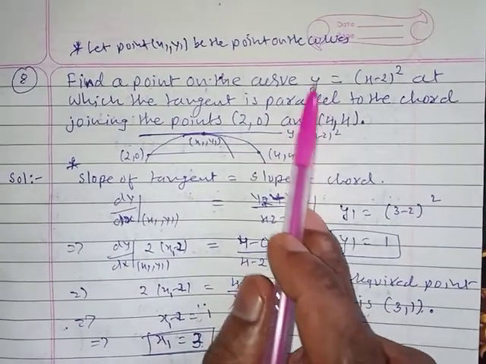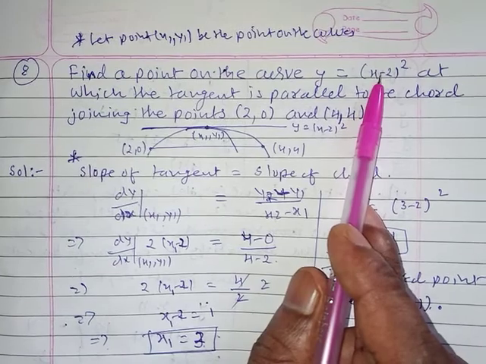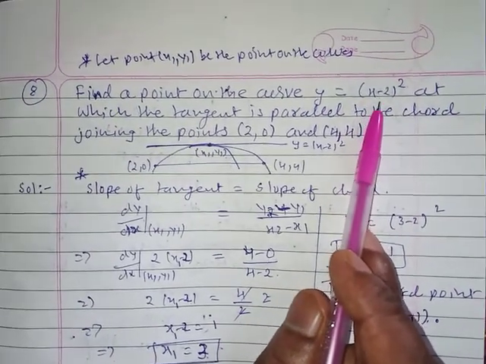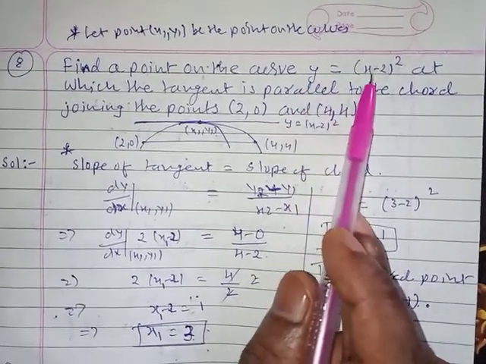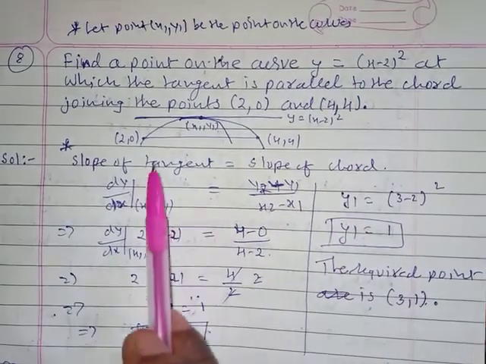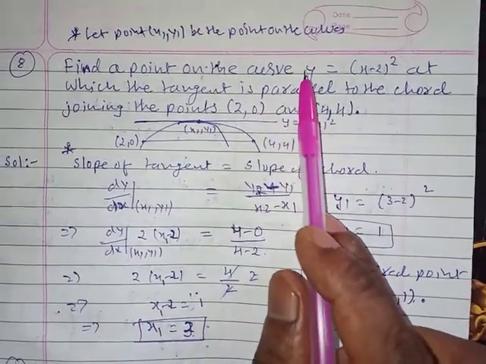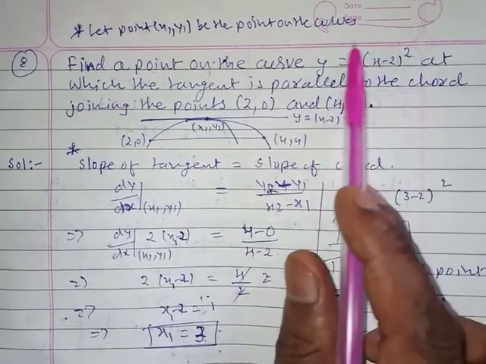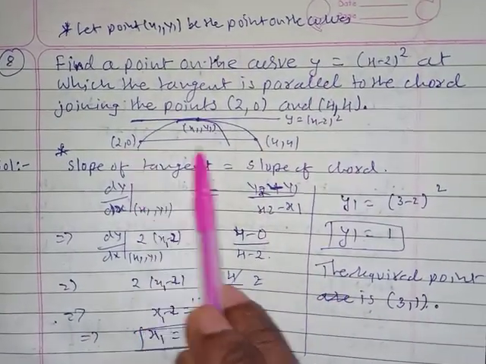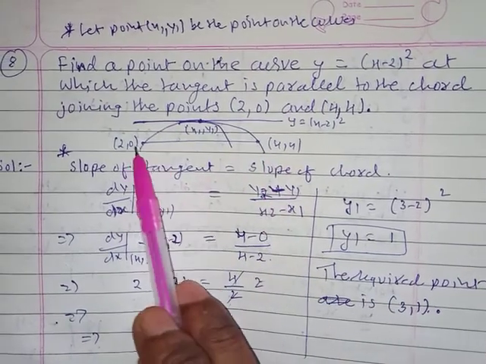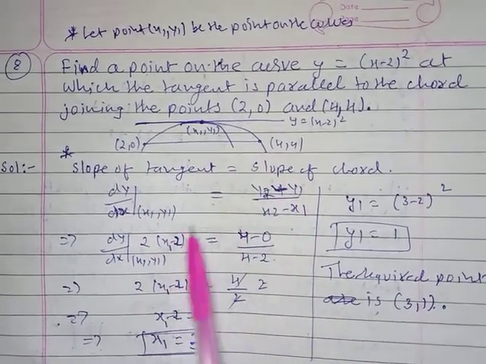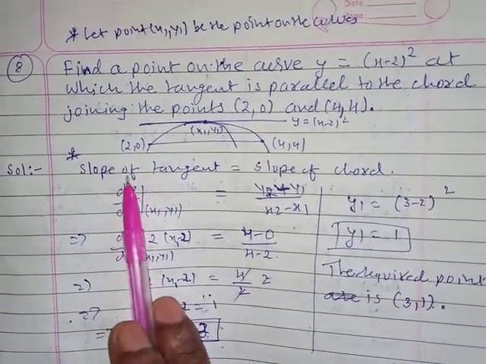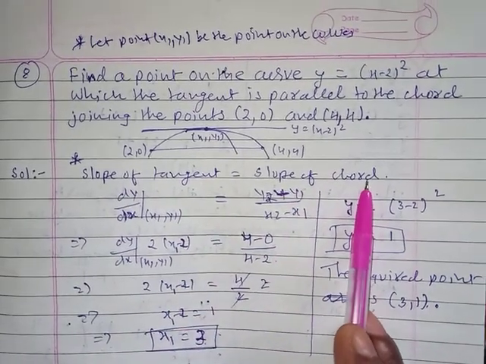If you substitute here, then you will get y. If you take x1, y1, you have to substitute here x1. And then y1 you have to find by substituting x1. So as I said, if the two lines are parallel, what is equal? The slopes are equal. One slope will get it from here, and 2 points are given of the chord, so one slope we can get it from there. So lines are parallel, so slope of tangent is equal to slope of chord.